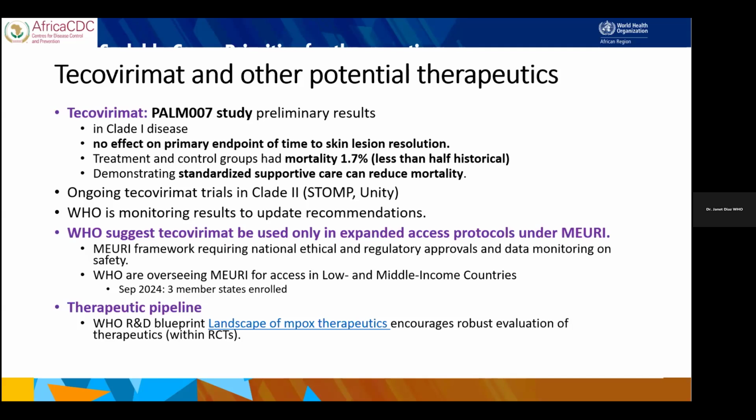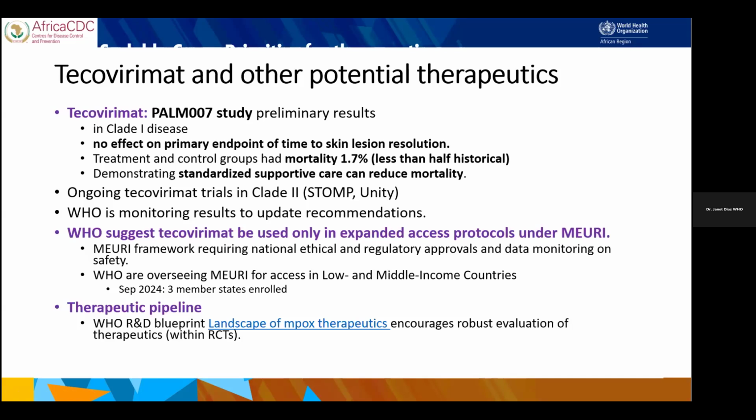We don't have the full results, but their preliminary results show there was no effect on the primary endpoint of skin lesion resolution. So there was no difference between the two treatment groups. So this suggests potentially that tecovirimat is not effective, although we are waiting to see the full results in order to make our full conclusions.